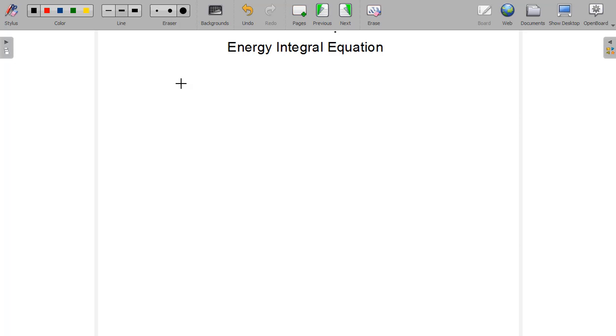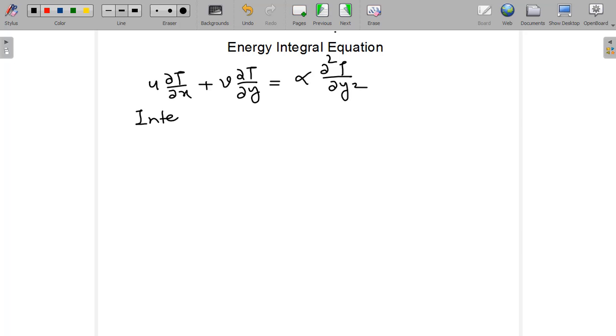So first write the thermal boundary layer equation, and that is u ∂T/∂x plus v ∂T/∂y, which is equal to alpha ∂²T/∂y². Now if we integrate this equation within the thermal boundary layer along y, definitely from 0 to the thickness of the thermal boundary layer.